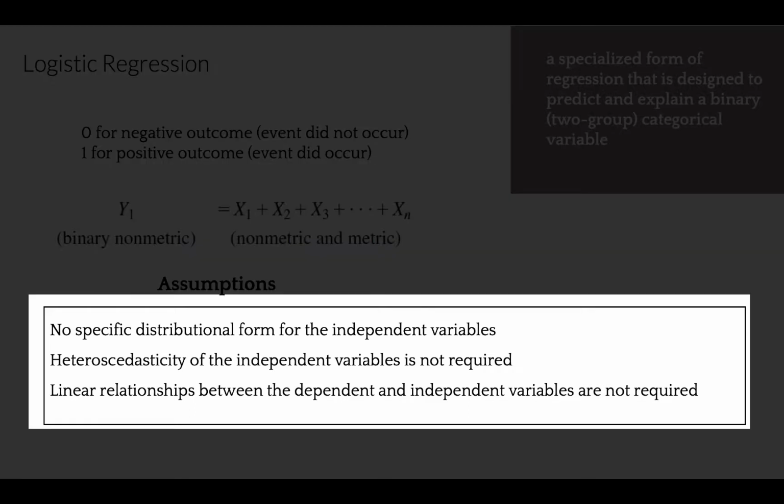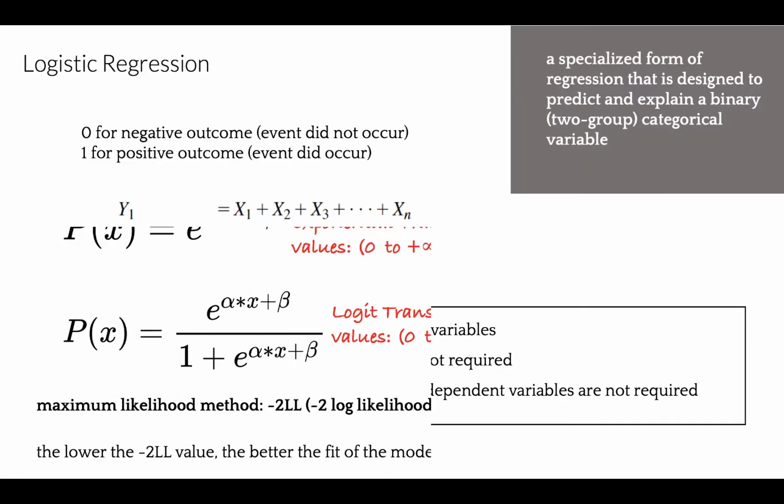Note, it does not require any specific distributional form of the independent variables, and issues such as heteroskedasticity, recalled from the previous lecture, do not come into play in this analysis. Moreover, logistic regression does not require a linear relationship between the independent variable and the dependent variable.